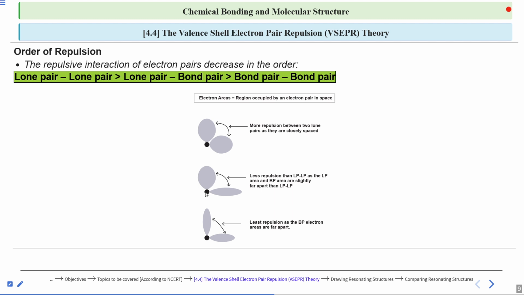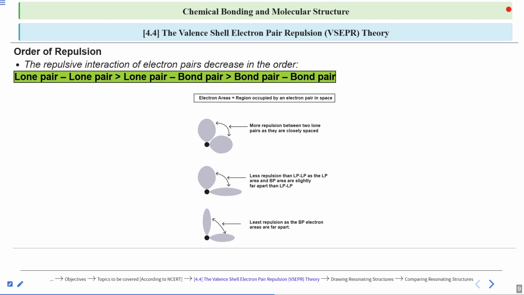But as soon as we introduce a bond pair, this spacing is increased. And if you replace the remaining lone pair again with a bond pair, then the spacing is further increased to a greater extent. That will result in even less repulsion.